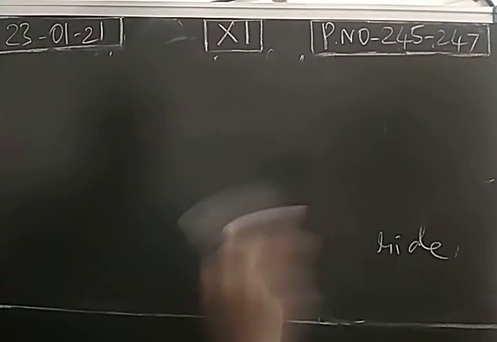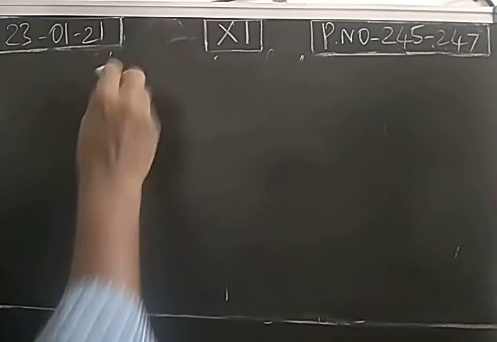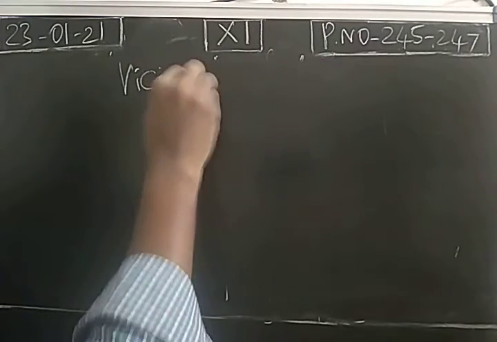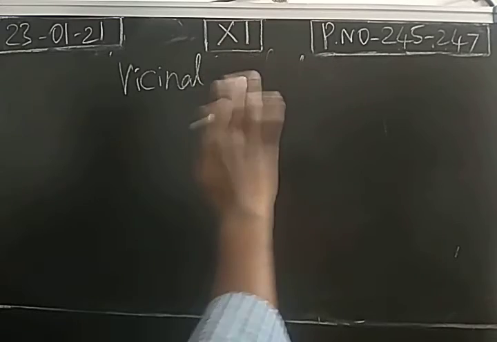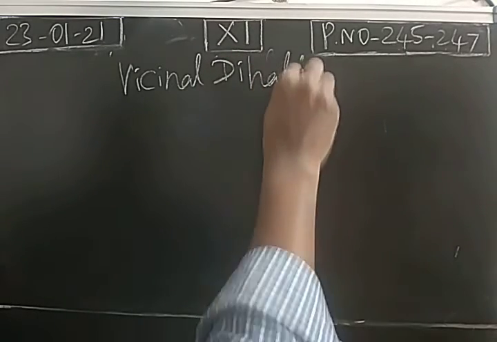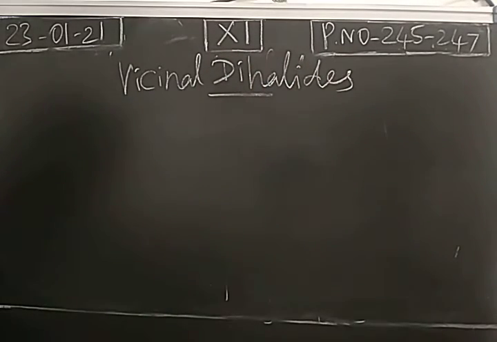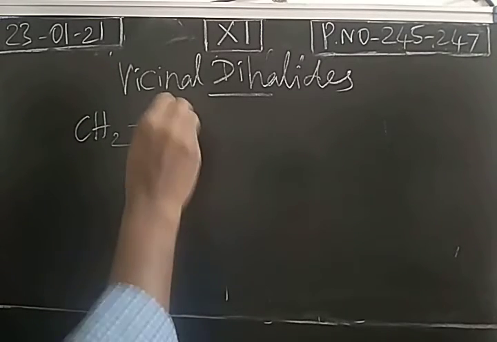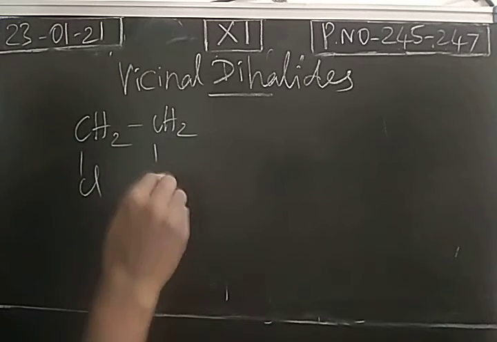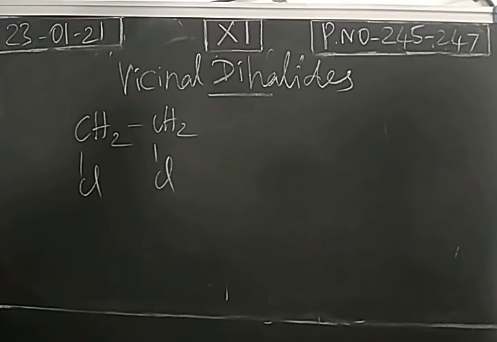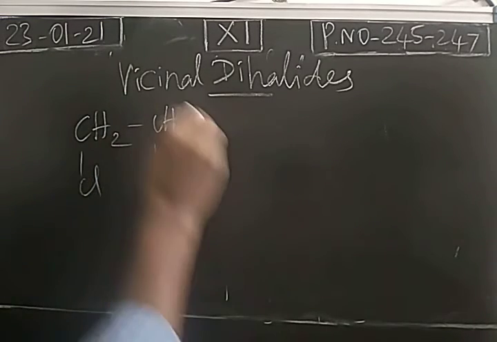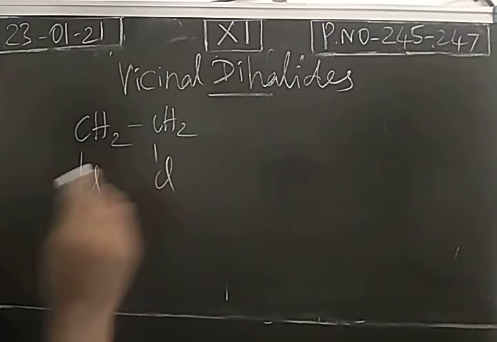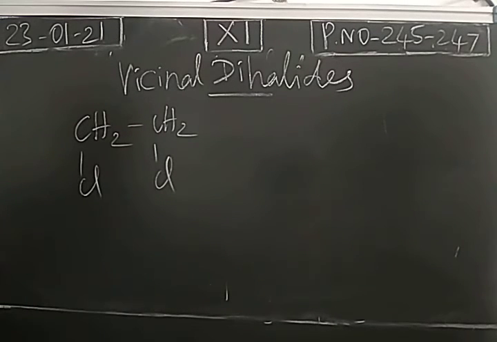One more category, vicinal dihalides. The simplest example is ethylene chloride. So CH2=CH2 is ethylene. Due to addition reaction, we have obtained this addition product. The double bond is broken in the ethylene molecule. So this is called ethylene chloride or ethylene dichloride.